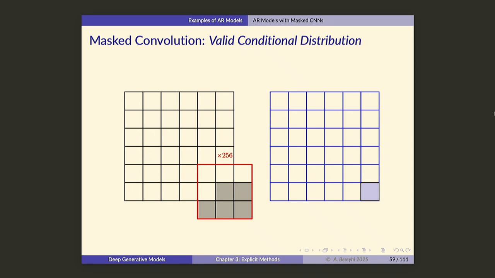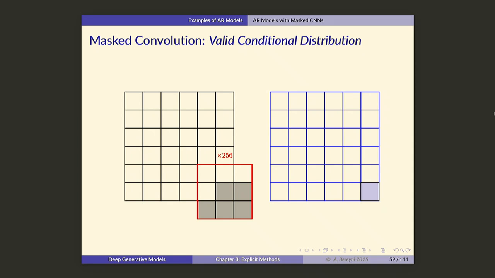Clear? Everybody's cool? Questions? Yeah. Just a quick question. In this case, we are assuming we're dealing with a grayscale image. But how do we deal with the conditions when we're dealing with RGB?